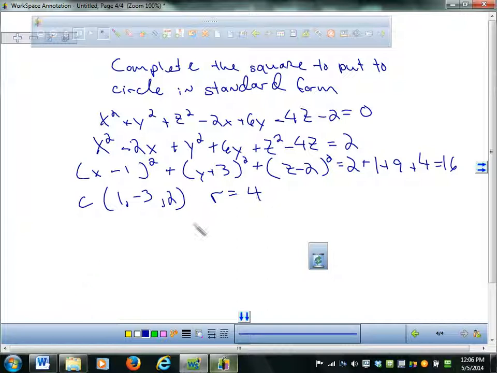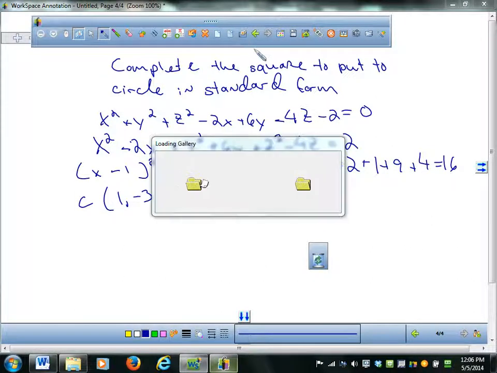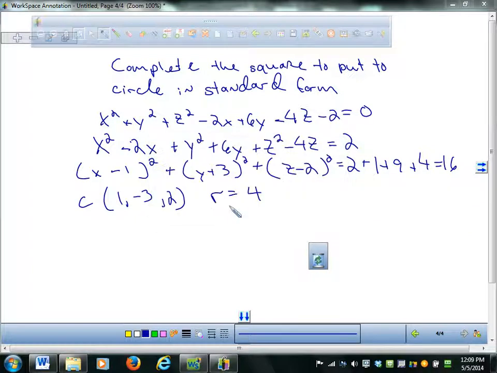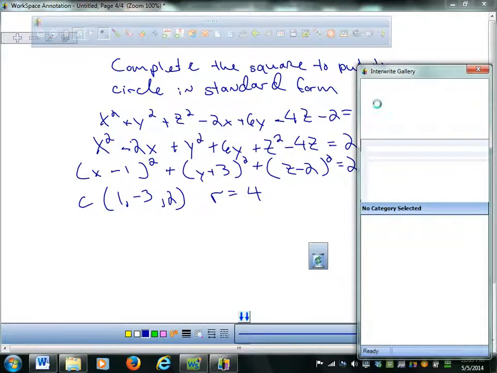And a sphere in space. So if I have my sphere, there must be better pictures. Watch me go here. Gallery. I'm loading the gallery here.